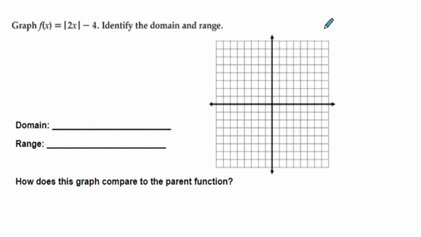Okay, so absolute value, this is our third video. And what we are going to look at with this is yet another way to change these up and make these things look different. So what we've got here is f of x equals the absolute value of 2x minus 4.